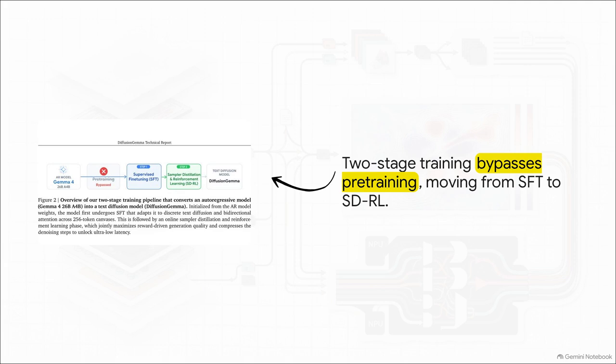Step 1 is supervised fine-tuning, or SFT. This teaches the model bidirectional attention across those massive 256 token canvases. Step 2 is SDRL, sampler distillation and reinforcement learning. This is the critical phase that simultaneously maximizes the generation quality while significantly compressing the number of denoising steps needed. That's what unlocks the ultra-low latency.